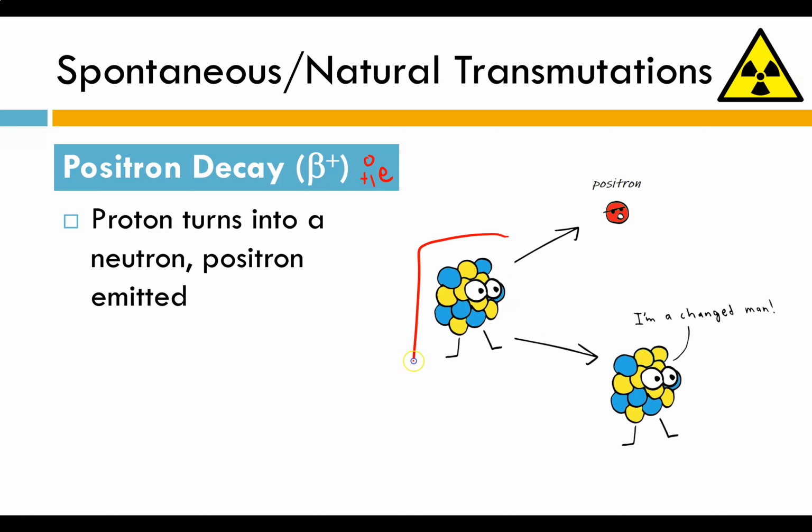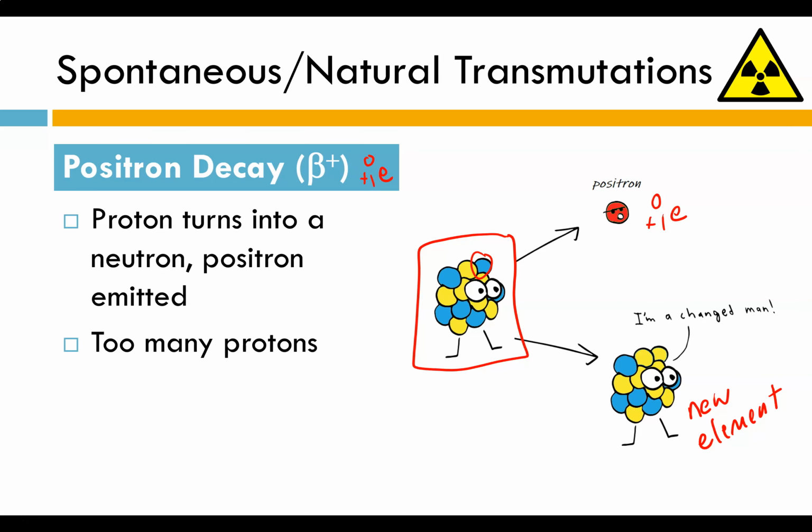So again, we've got our original nucleus. A positron is emitted with a charge of +1, no mass, and we see a change in the atomic number again. We get a new element, as one of the protons has turned into a neutron. This occurs when there are just too many protons in the nucleus, not enough neutrons. And like a beta particle, it has a medium ability to penetrate.